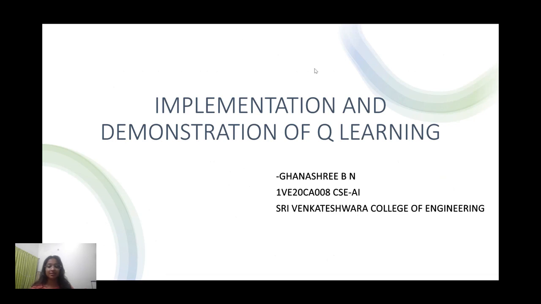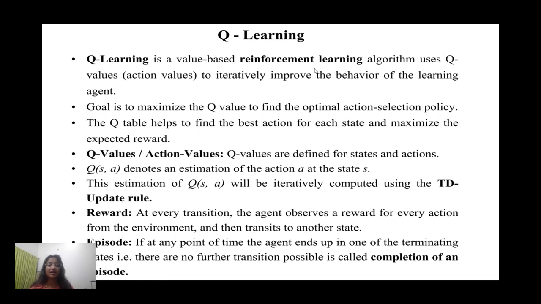About implementation and demonstrations of Q learning. What is Q learning? Q learning is a value-based reinforcement learning algorithm that uses Q values to iteratively improve the behavior of a learning agent. The goal is to maximize the Q value to find the optimal action selection policy. The Q table helps to find the best action for each state and maximize the expected reward.